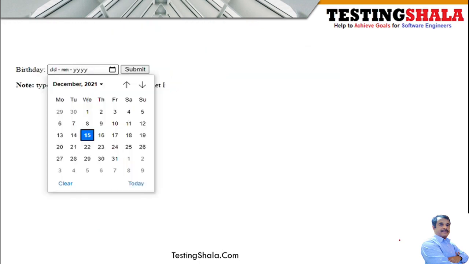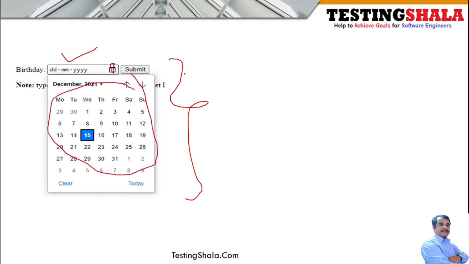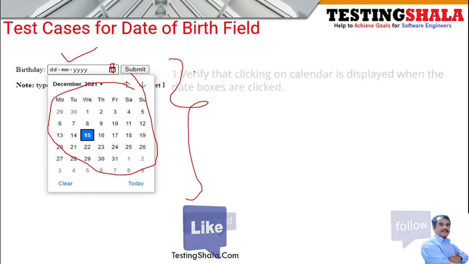We'll move on to the second type of date of birth field. It will look something like this. There will be a birthday text field, and there you will have a calendar. If you click on the calendar, then you will get something like this. For this kind of date of birth field, how can we write test cases?